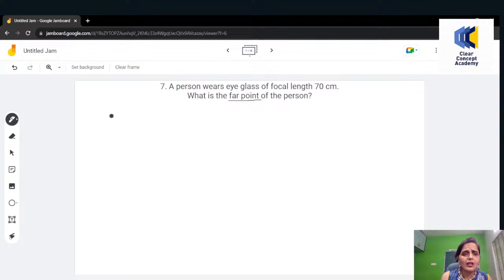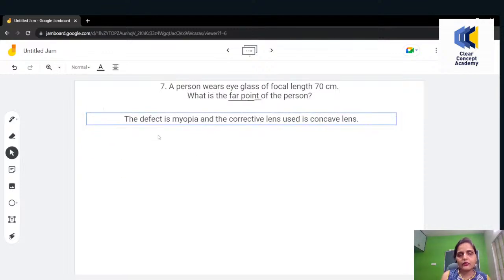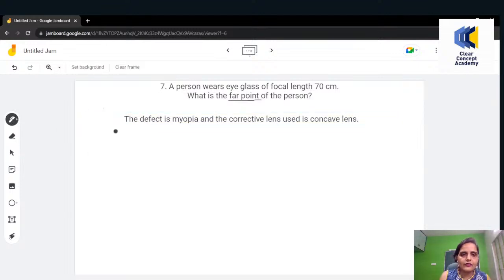So the defect is myopia, and the corrective lens used is concave lens. Okay, this information is very much important. You should be able to deduce this information from the question. Now, since it is the concave lens, focal length has to be negative, so focal length f is minus 70 centimeter.